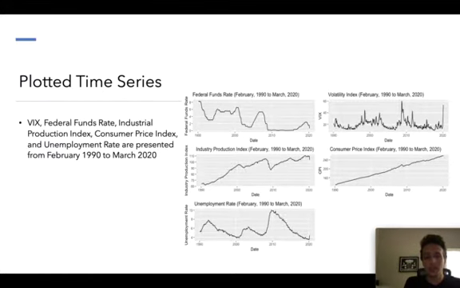So here we can see a few of the plotted time series. I presented VIX, federal funds rate, industrial production index, consumer price index, and the unemployment rate side by side and plotted over the 30-year period. We see that by far the volatility index has the highest level of statistical noise, and we'll be addressing that during the Granger tests.